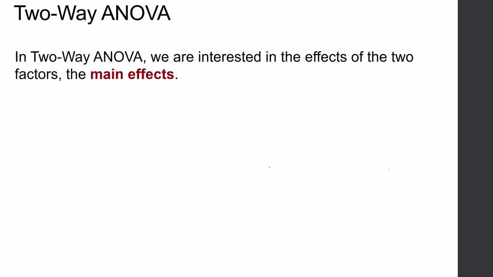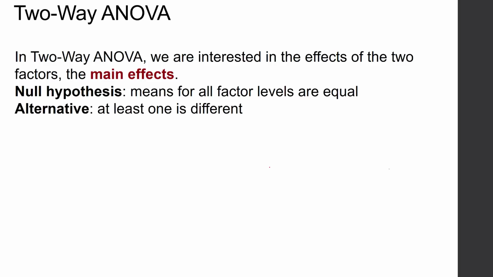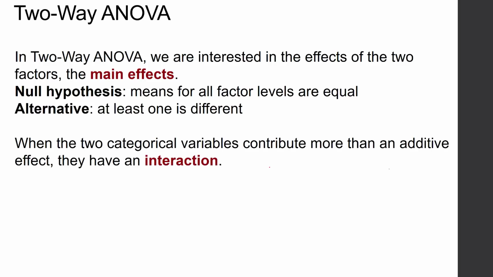Okay, in a two-way ANOVA, we are interested in the effects of 2 factors, the main effects. The null hypothesis for the main effects is that the means for all factor levels are equal, and the alternative is that at least one's different. So there's not much new there.